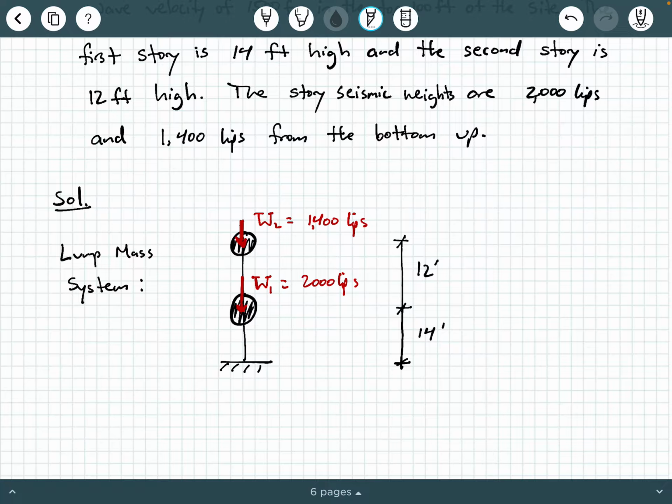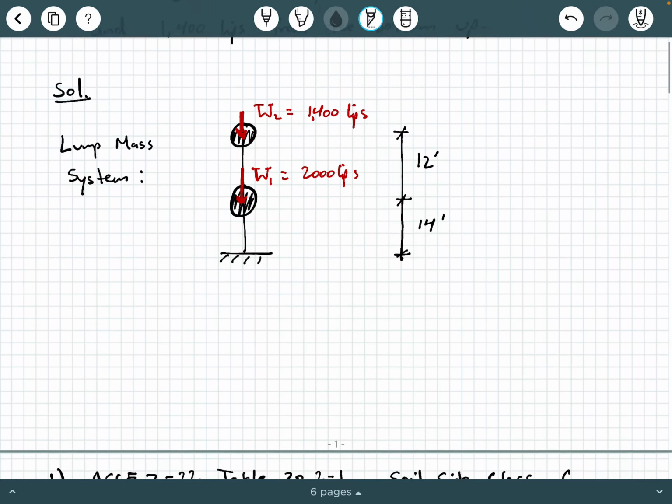Now, if you need to refresh yourself on what a seismic weight is, you want to take a look at ASCE 7-22 section 12.7. That's actually on page 123 of ASCE 7-22, and we have the definition of effective seismic weight on that page in that section. I'm not going to go into the details of that. I'm just referring back to what is story effective seismic weight. Okay, so let's keep rolling.